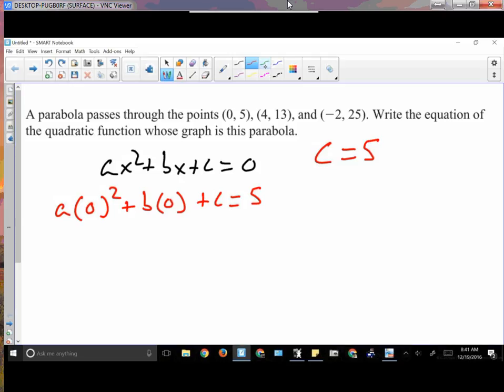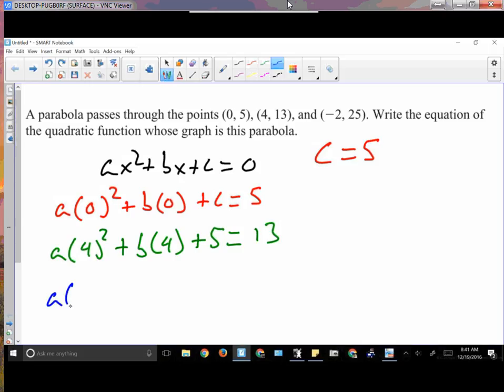Kind of a pain. If I set up the next one, I know it's going to be a times 4 squared plus b times 4 plus, what's c? 5. And this has to be equal to what? 13. Now, last one would be there if I had a times negative 2 squared plus b times negative 2 plus, what's c again? 5 is equal to 25.